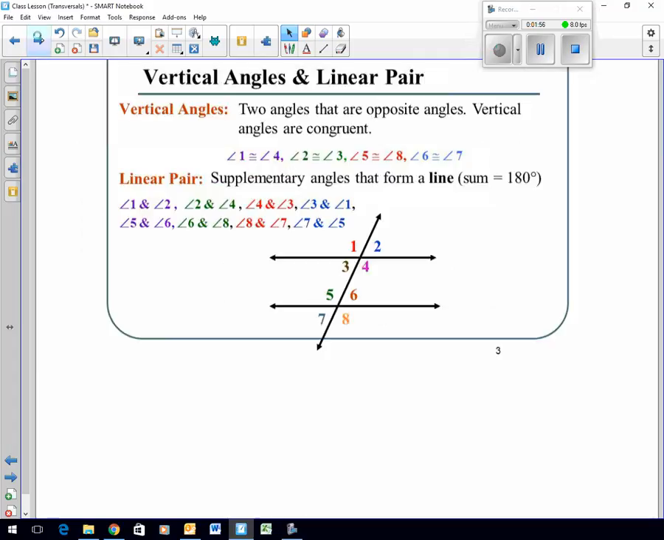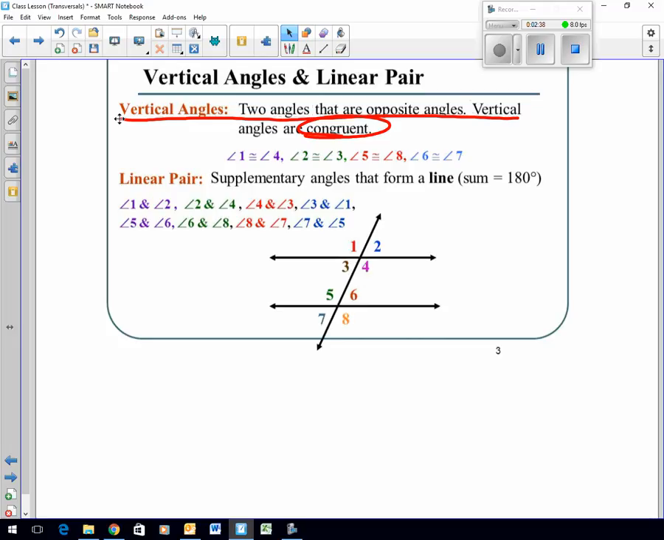Let's get to some more substantive material. Vertical angles are two angles that are opposite angles. Vertical angles are congruent. In your notes, this is how I want you to organize them. You'll have a column that says congruent, and underneath congruent, vertical. You're going to have another column that says supplementary. Together, that's supplementary. Okay?